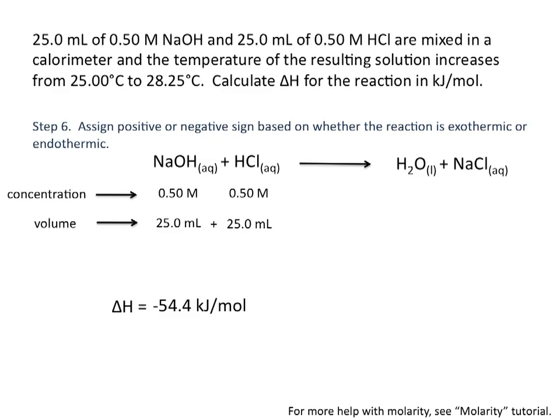You always need to assign a negative or positive sign if you're going to list the value as delta H. If you don't want to list the value as delta H, you could also state that 54.4 kilojoules of heat are released per mole of reaction, and that information would also tell you that the reaction is exothermic.